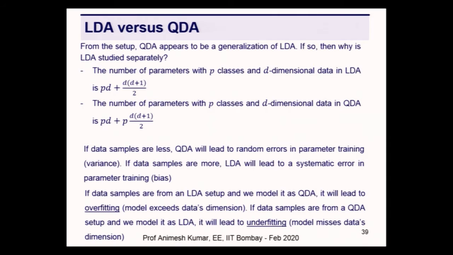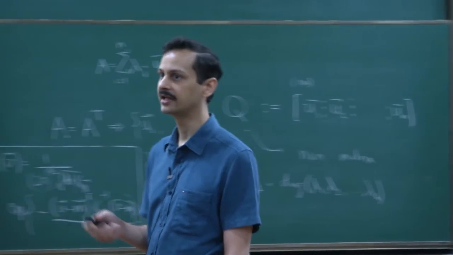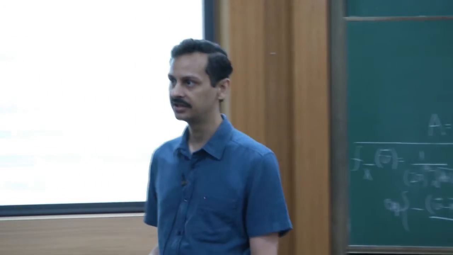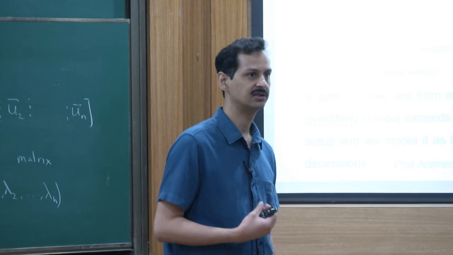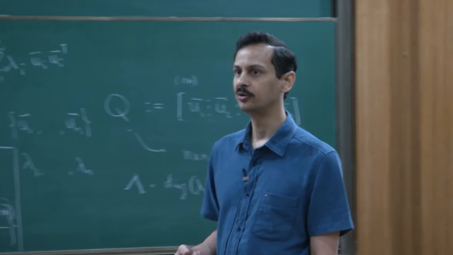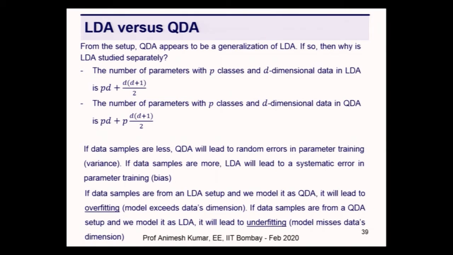In the case of LDA, P times D. Each class conditional mean has D elements, and there are P such class conditional means. So that's what gives the first term, P times D. That's the complexity of learning the individual mean vectors. And then the common covariance matrix has D times (D plus 1) by 2 elements. So why is it not D squared? Generally speaking, you would expect D squared, but a covariance matrix happens to be a symmetric matrix, and that's why you only have D times (D plus 1) by 2 elements.